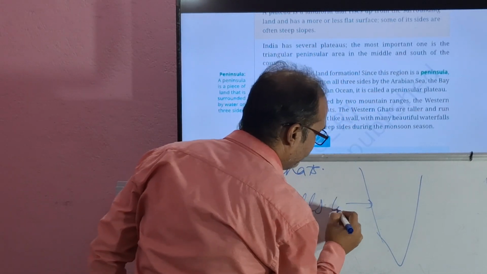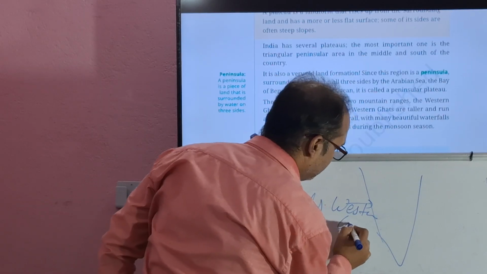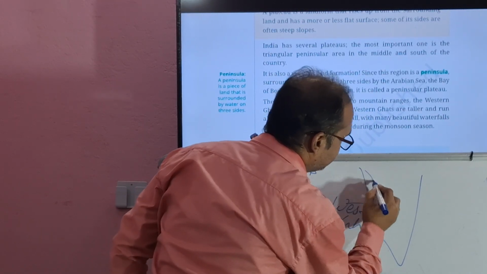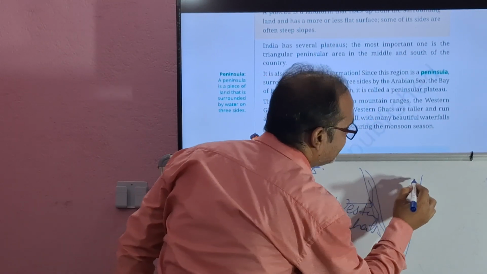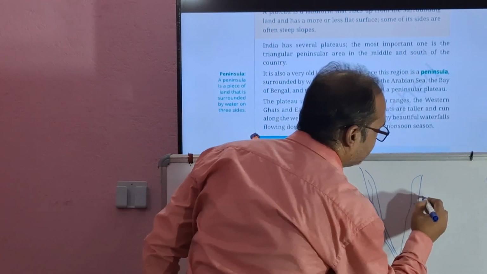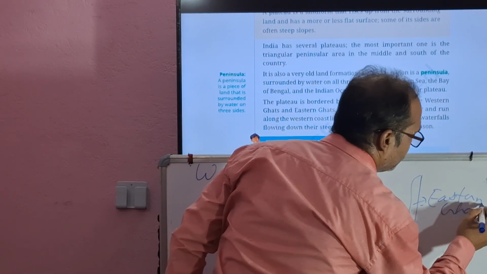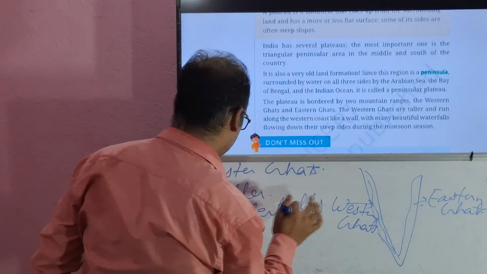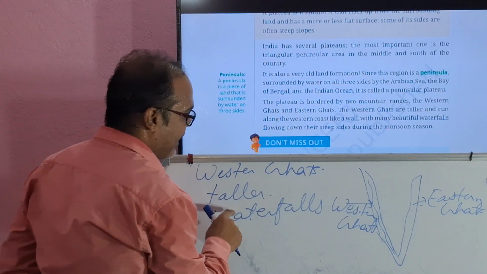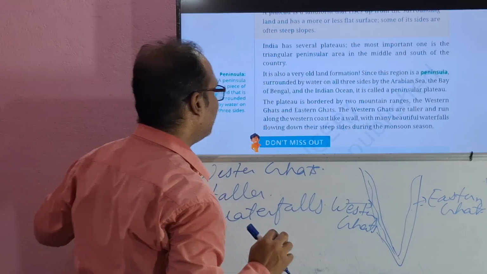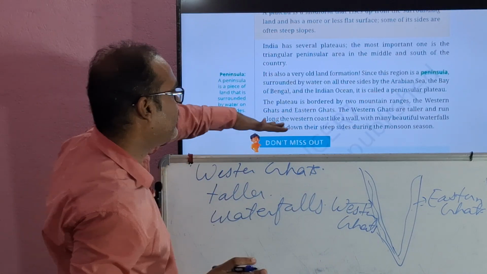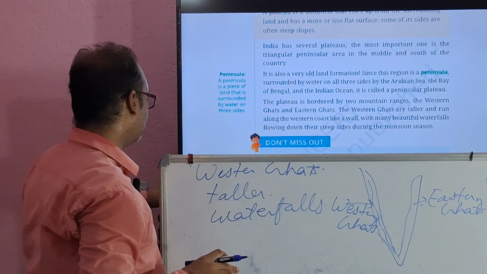This is the western side, the Western Ghats. This area. And this is the Eastern Ghats. Got it? So this area, it is taller and there are waterfalls, and then we see many beautiful waterfalls flowing down their steep sides during the monsoon season.